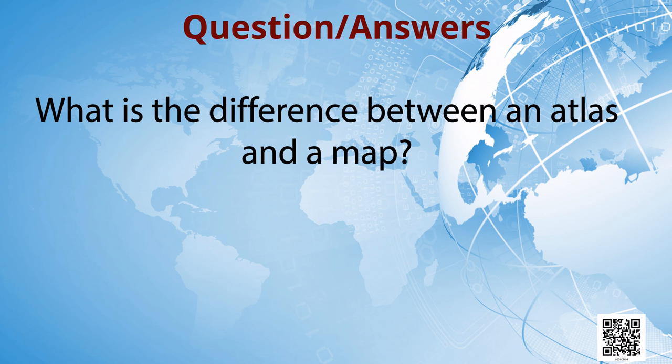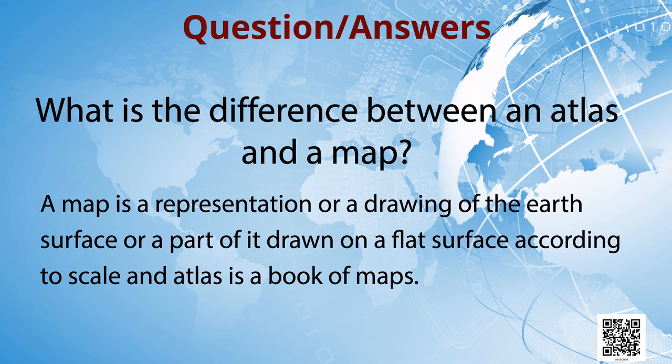Students, what is the difference between an atlas and a map? A map is a representation or a drawing of the Earth's surface or a part of it drawn on a flat surface according to scale. An atlas is a book of maps.